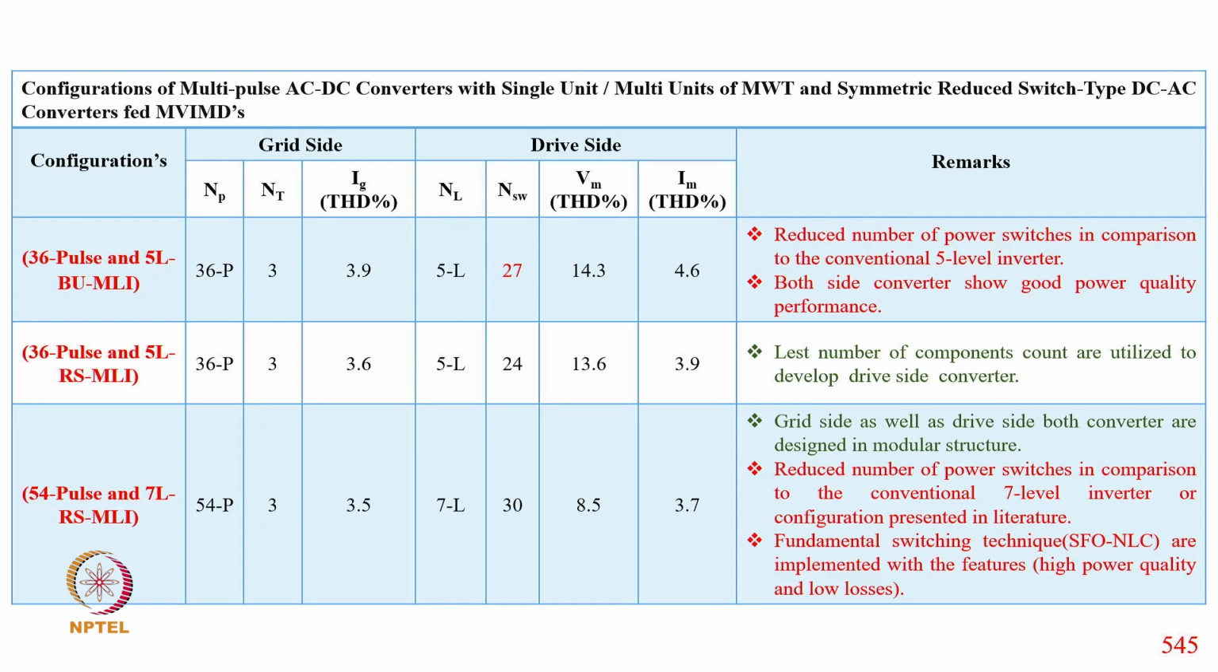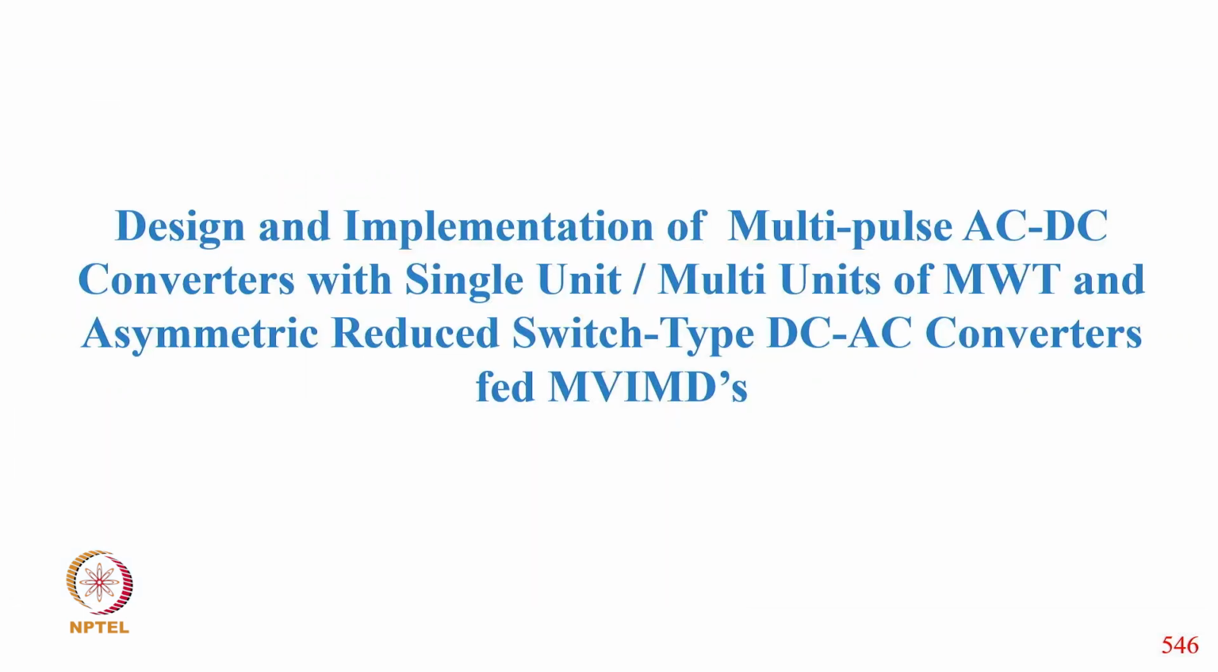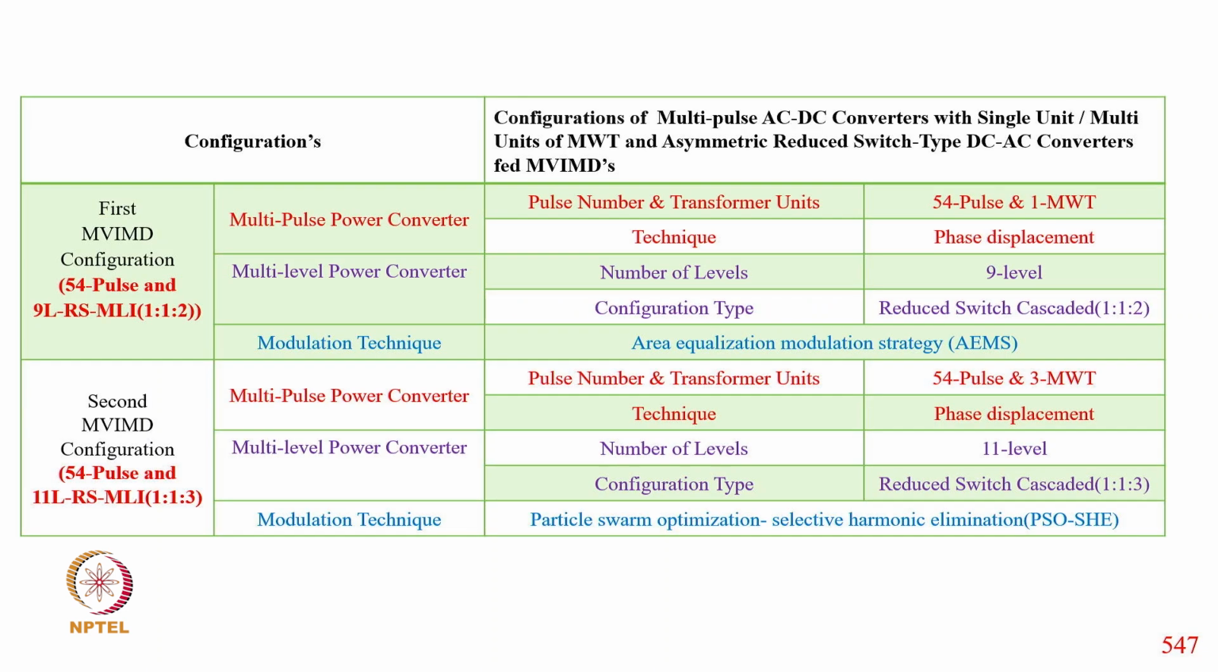And of course, it's a summary that with the 36 pulse, supply current THD is 10.9%, and typically the 5 level inverter has a stator current THD of 4.6%, and the 36 pulse converter has 3.6 for supply current, and typically the 5 level inverter 3.9, and the 54 pulse converter has a 3.5% grid current THD, and the 7 level inverter has a 3.7 stator current THD. Now coming to design implementation of multi pulse AC with the single unit and multi-unit multi-winding transformer.